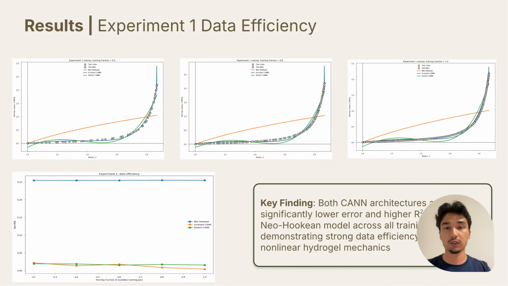I chose to evaluate my question across two different experiments, with the first one being data efficiency. Here, I trained each model on different fractions of the dataset and then measured prediction accuracy. The plots showed the experimental data alongside predictions from the neo-Hookean model and the two CAN architectures. Across all training fractions, both neural network models achieve significantly lower error and higher R-squared values than the classic neo-Hookean model. This indicates that the CAN framework can successfully learn the nonlinear stretch relationship even with limited data.